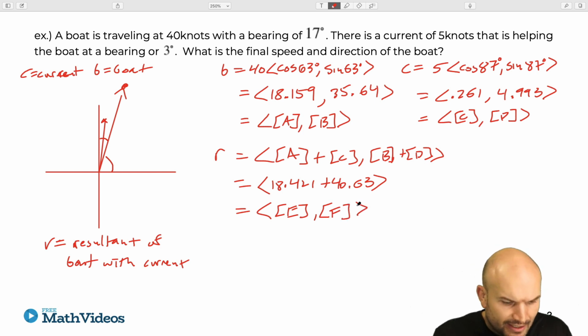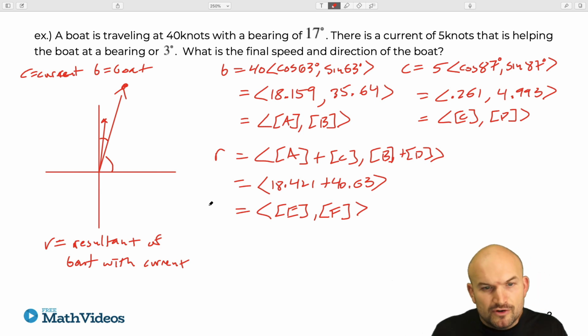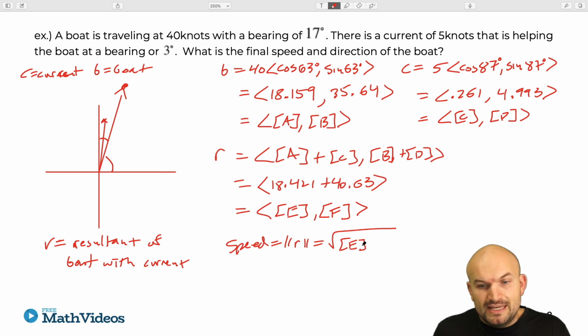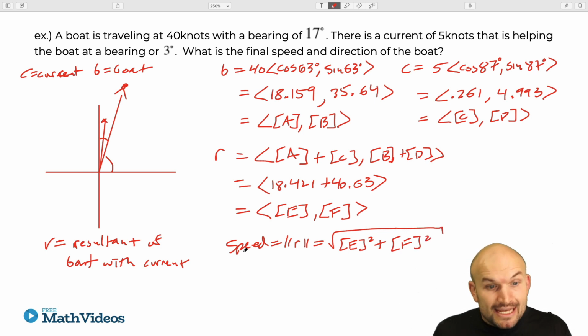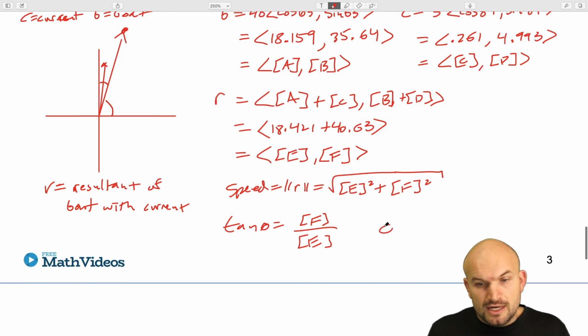I think it's just going to be helpful, so that when I'm rewriting these, you know what I am referring to. Because again, our final speed here is going to equal the magnitude of R, right? So all that is the square root of alpha E squared plus alpha F squared. That's all the speed is. And my angle, my tangent of theta, is just going to be my stored F over my stored E, and theta is just going to be the inverse of that.